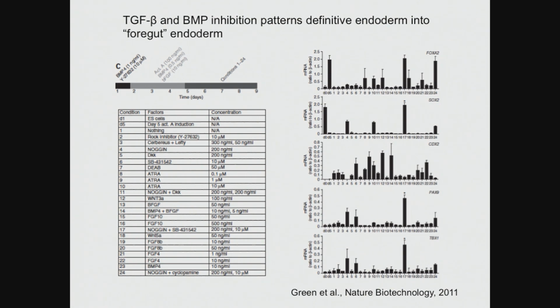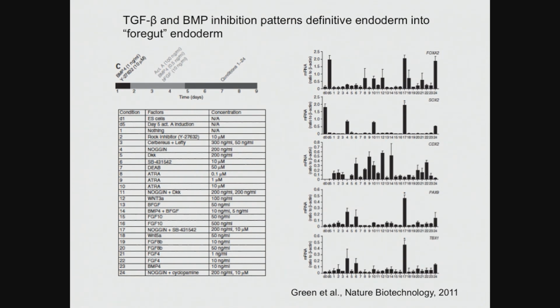They took cells, went to definitive endoderm, this time point is definitive endoderm, and then they screened 24 conditions. They basically listed what are the key pathways that might be involved in generating anterior foregut. That's where the lung is going to develop from, the anterior foregut. And so the key markers you might choose to say this is an anterior foregut cell would be a cell that's FOXA2 positive, SOX2 positive, does not express CDX2, which is a hindgut marker, but does express other markers of the anterior foregut and the pharynx, PAX9 and TBX1.